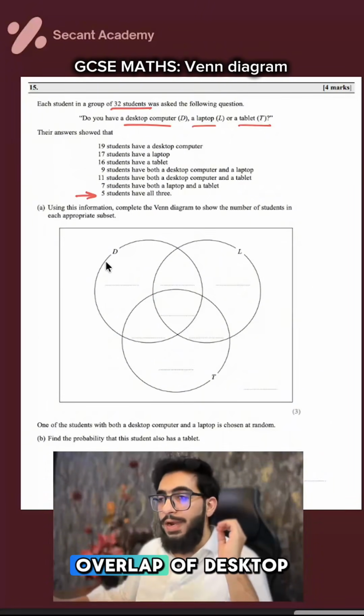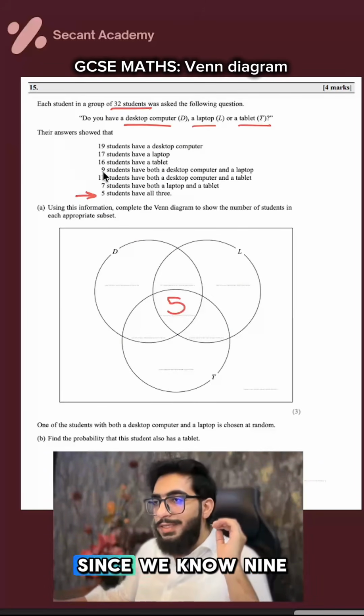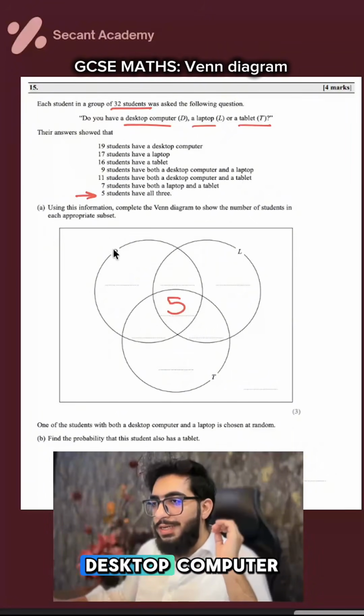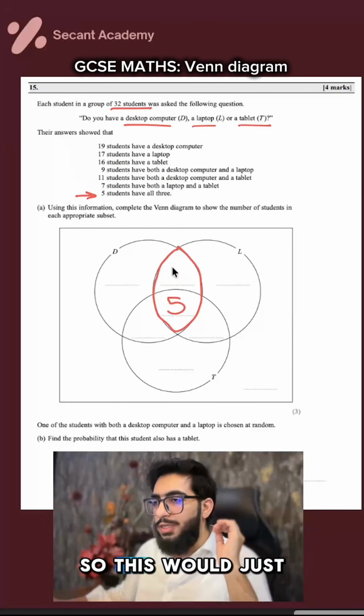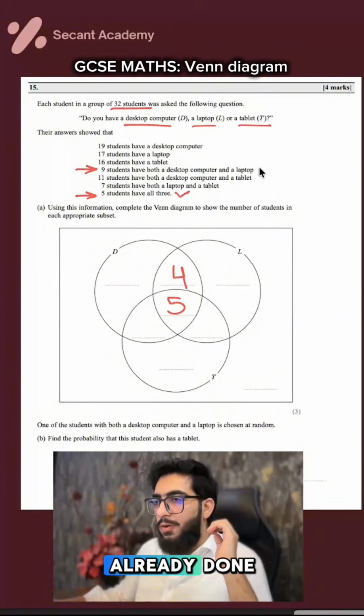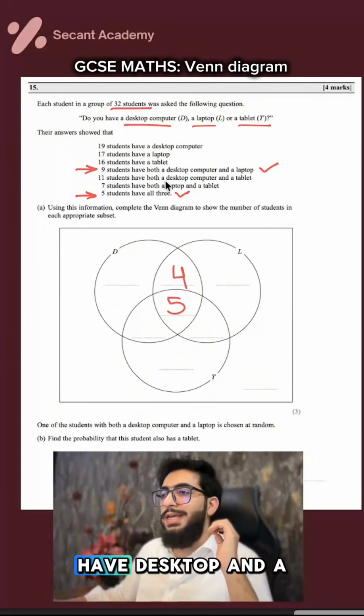So that means the overlap of desktop, laptop and tablet would be 5. Then since we know 9 students have both a desktop computer and a laptop, that means their overlap, all of this should be 9. And since 5 is already present, this would just be 9 take away 5, that's 4. So these two statements are already done, and now we know 11 students have desktop and a tablet.